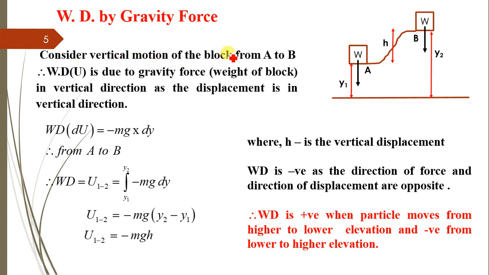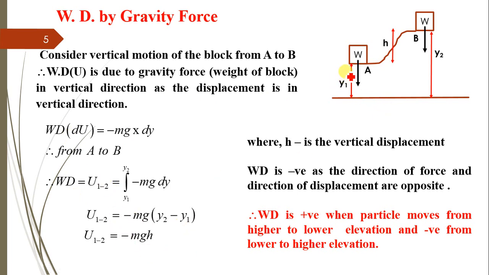Now consider a vertical motion of a block from point A to point B. Here we are considering one block which is initially at position A, and now it moves vertically to a new position B. The weight of the block is acting vertically in the downward direction. Now the work done is due to the gravity force. Here the force applied is the gravity force, and as the displacement is in the vertical direction, because it is moving vertically from position A to B, the force will be considered in the vertical direction.